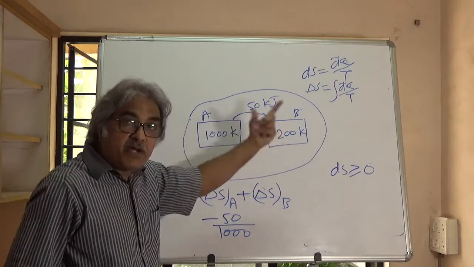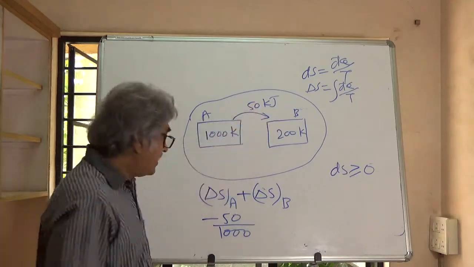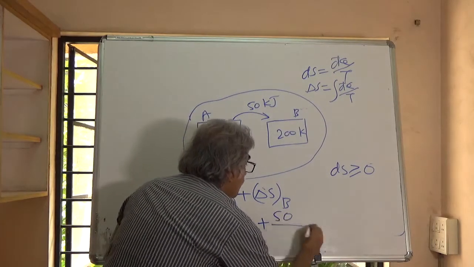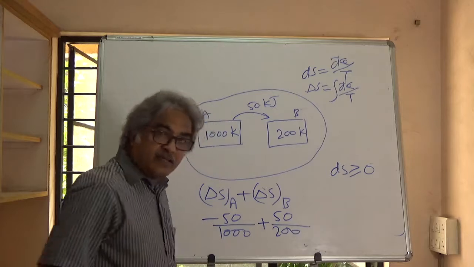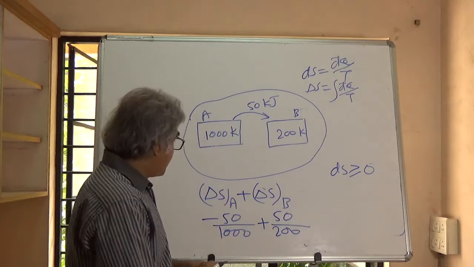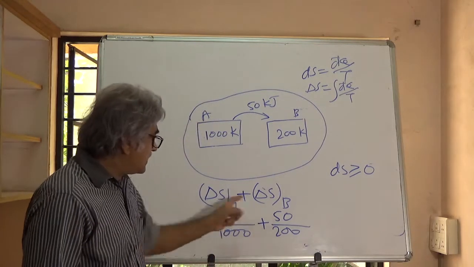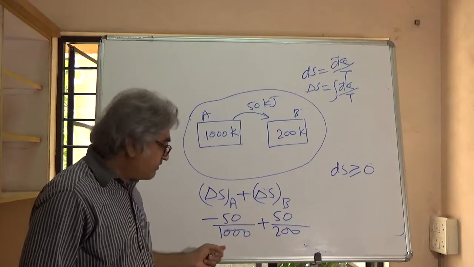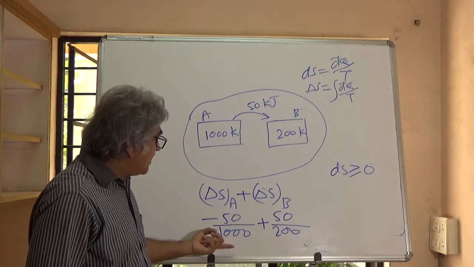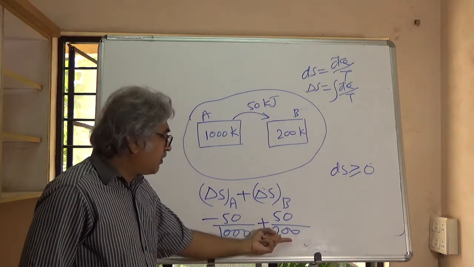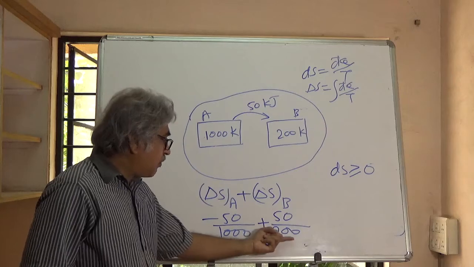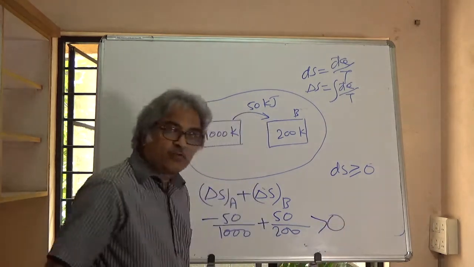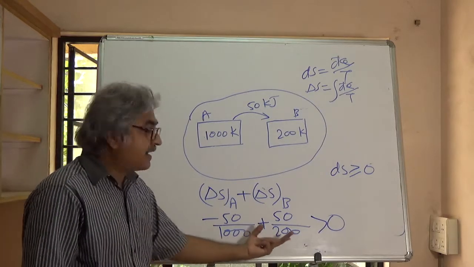This body is receiving the heat. How much heat is being received? 50 kilojoules, so it is positive, plus 50. What is the temperature? 200. So if you take Q as 50 and do the algebraic sum, you can immediately see that here the denominator is higher, here it is smaller, and the numerator is the same. So this obviously is greater than 0. You can do the calculation. This is greater than 0.